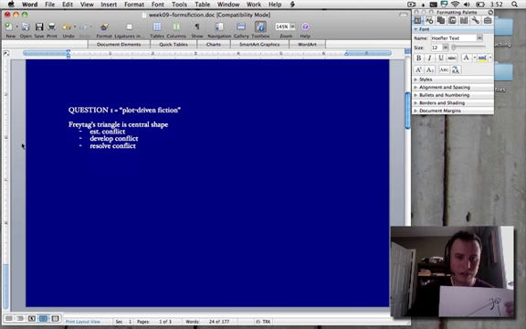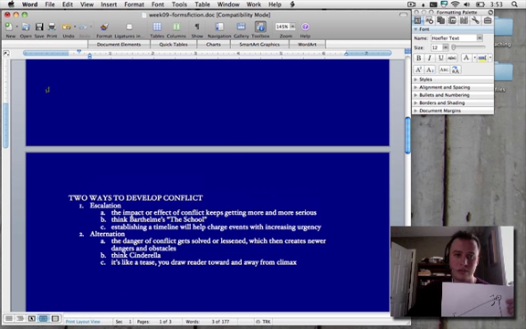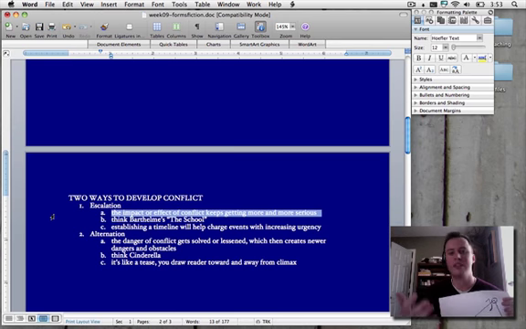But then you have this middle part, right, of developing the conflict that we haven't talked about much. So let's spend some time on that today. There are many ways, but essentially two ways to develop this conflict. One is escalation, which, as it says here, is when the impact or the effect of the conflict keeps getting more and more serious, right? The stakes keep raising higher and higher.